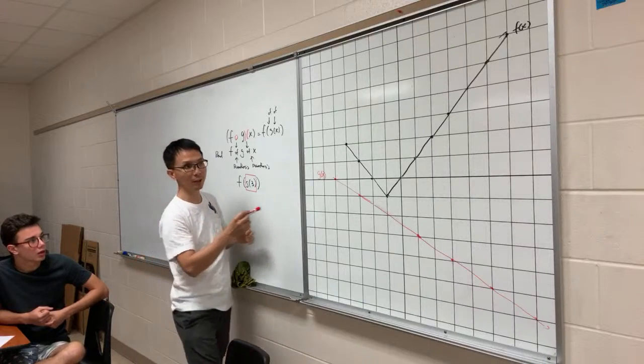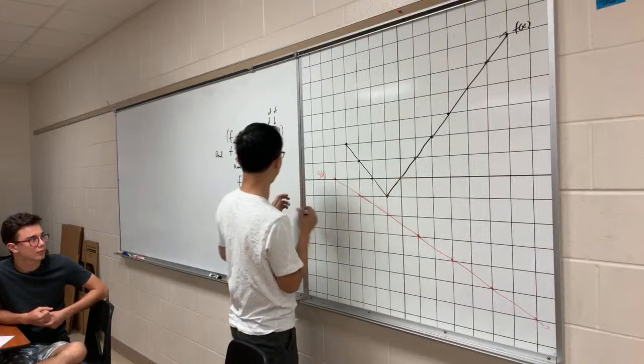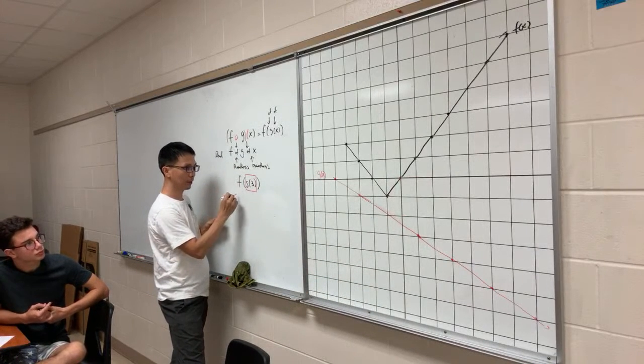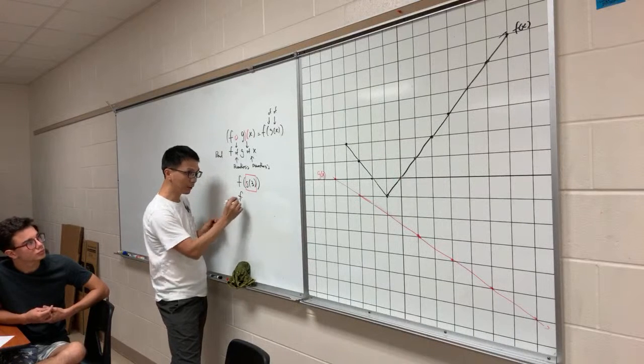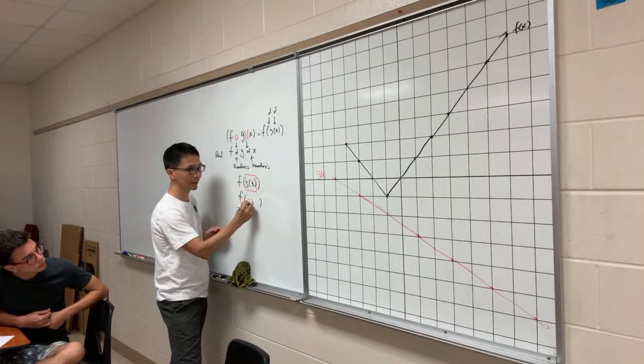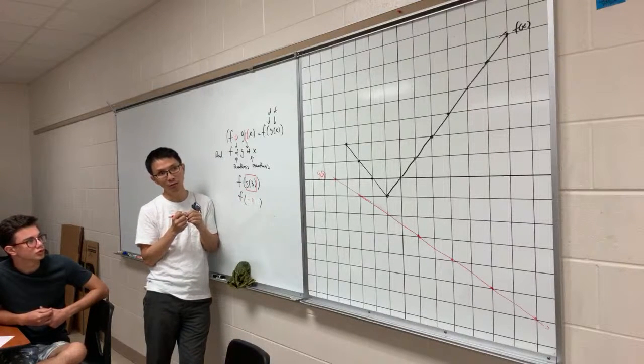G of 3 is going to be -4. Perfect. So it's going to be f of -4. Okay? So what is f of -4?